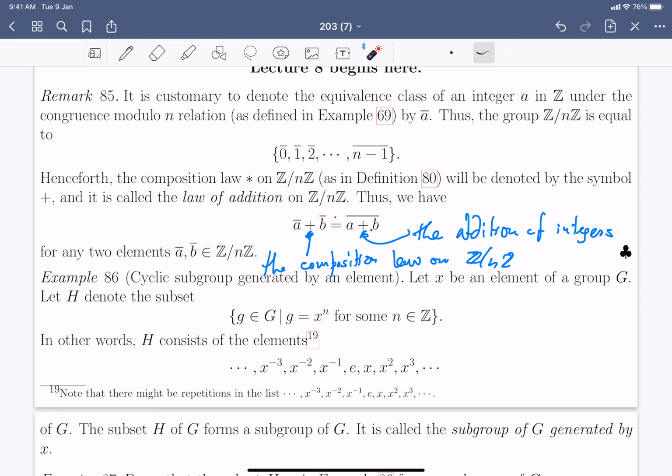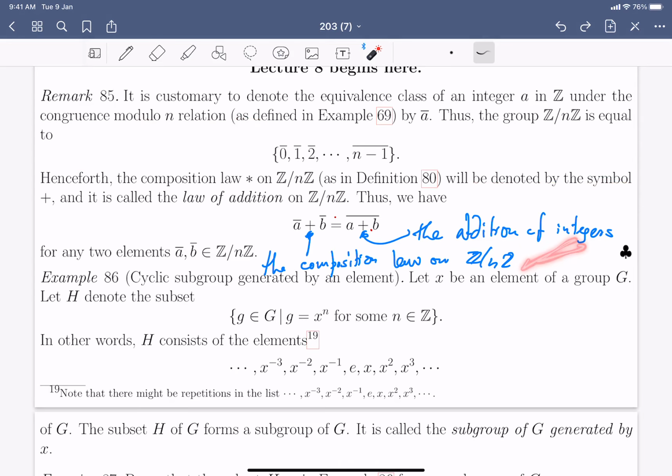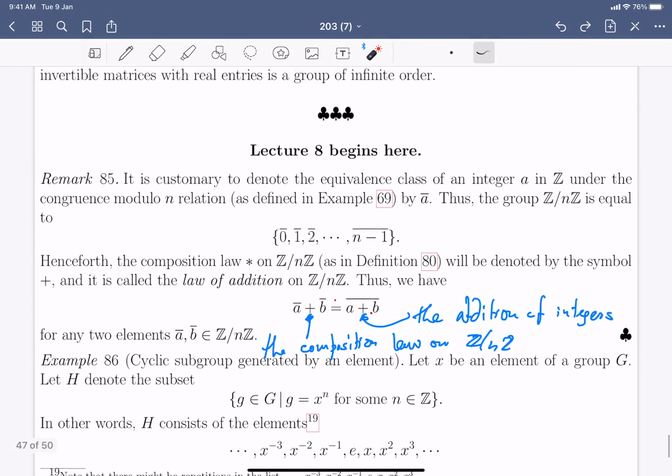And so we have decided to use the symbol plus instead of the symbol star. We knew that Ca star Cb is Ca plus b. That was the definition. So it takes the following shape: a bar star b bar is a plus b bar, and we have decided to write plus for the symbol star, so it becomes a bar plus b bar equal to a plus b bar. Anyway, we should go through this at least a few times so that you become comfortable.